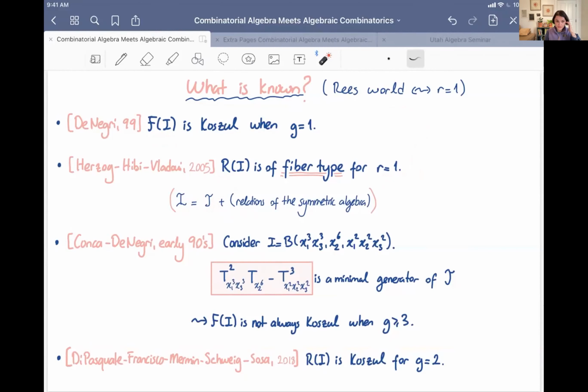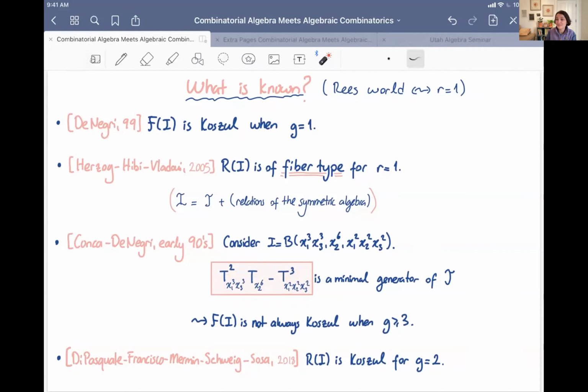And then there was this example of Conca and De Negri from the early 90s, which was very nice because it helped us eliminate large classes of strongly stable ideals from having always Koszul special fiber rings. So let's look at this one. So this ideal is generated by these three monomials. These are Borel generators. And then they show that there is this cubic minimal generator of the defining ideal of the special fiber. And you can check that this monomial squared times this one is equal to the cube of this monomial. So that's where this syzygy is coming from.